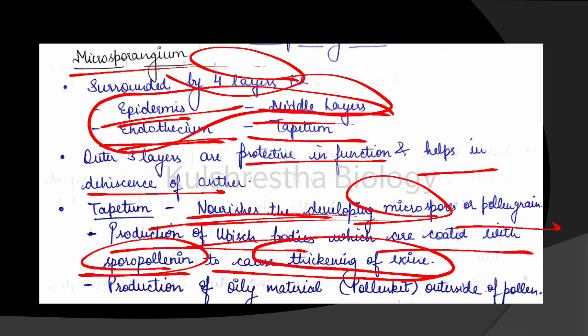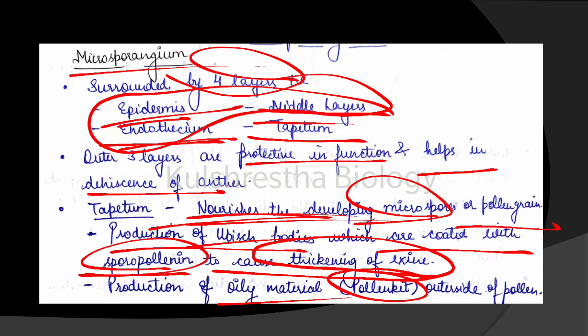Now it also produces an oily material called pollenkitt. When you rub the pollen between your fingers, you will find some oil sticks to your fingers. This is nothing but pollenkitt, which is produced by the tapetum.